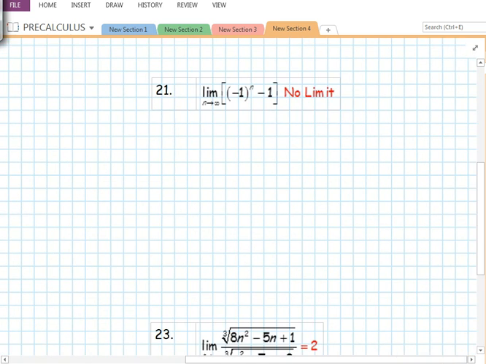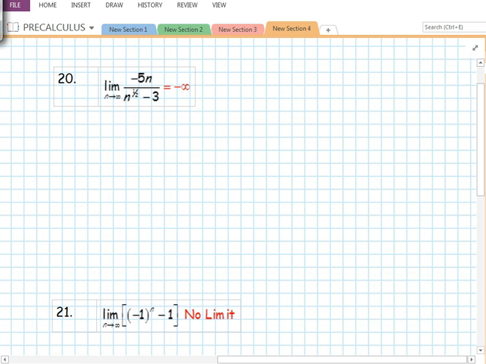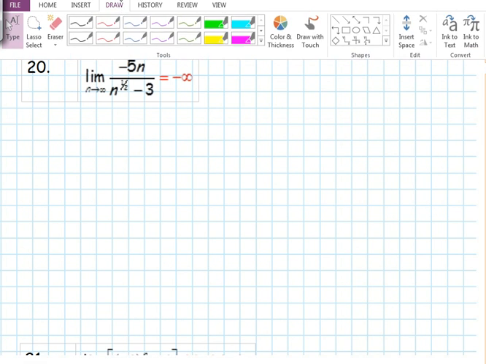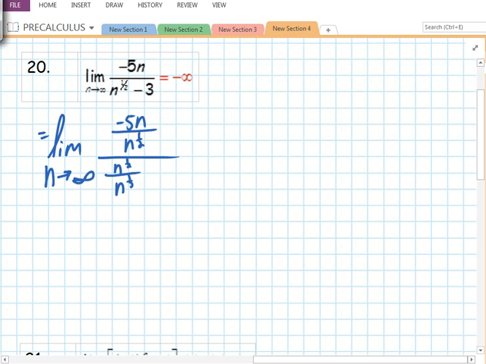Our next problem is going to be number 20. I've chosen number 20 because we can see that the limit is negative infinity. So there's a little bit more trickery going on with this particular problem. Let's use the tactic that we're going to divide by the highest degree of the denominator, which is n to the 1/2. If we do that, we have the limit as n approaches positive infinity, and I end up with 5n over n to the 1/2 all over n to the 1/2 divided by n to the 1/2 minus 3 over n to the 1/2.